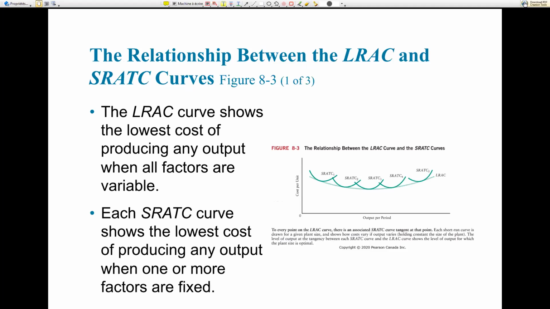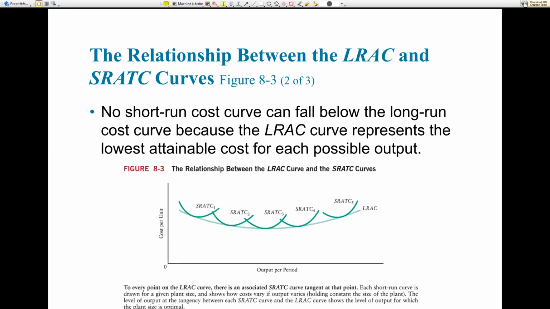So this I already talked about. No short run curve can fall below the long run curve. That's obvious because if I could produce something super cheap in the short run, then I could obviously produce at exactly that cost in the long term as well. So if I adjust everything, it's always at least as well as being able to adjust only one thing.